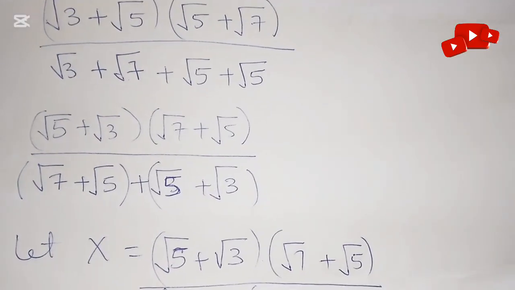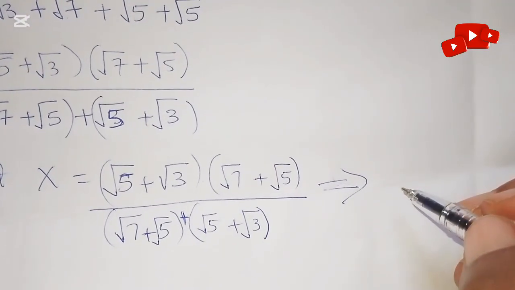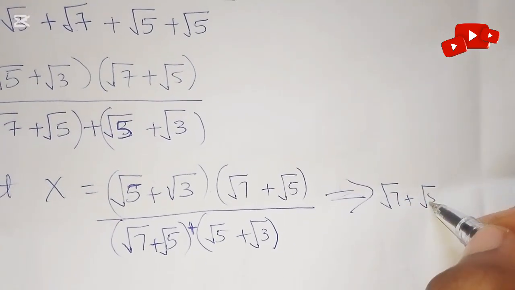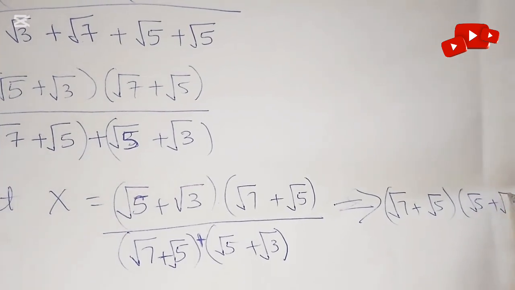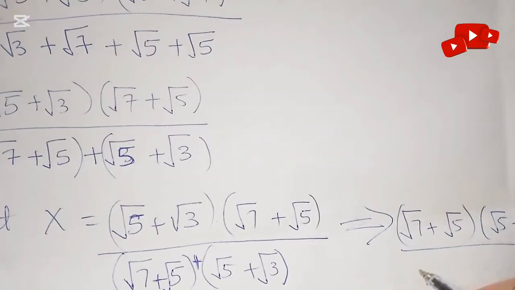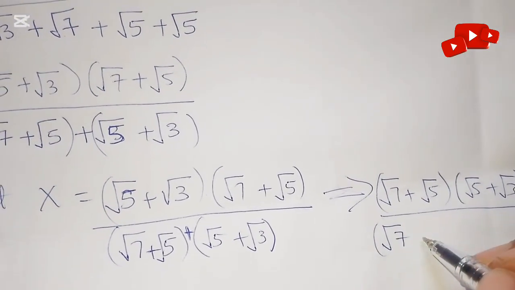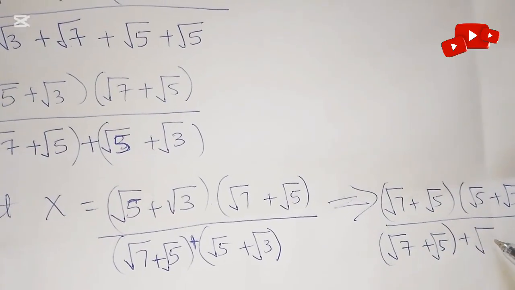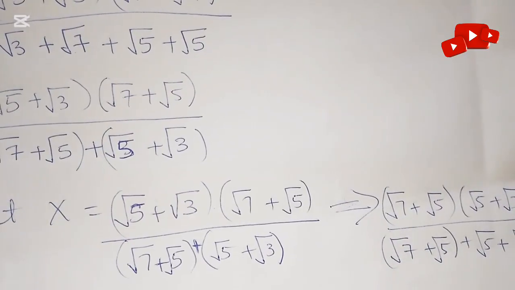Now we can also rearrange this to look like this: root 7 plus root 5, root 5 plus root 3, so that the denominator and the numerator look almost the same. And we have this. So the only difference is the multiplication and the addition in the denominator.